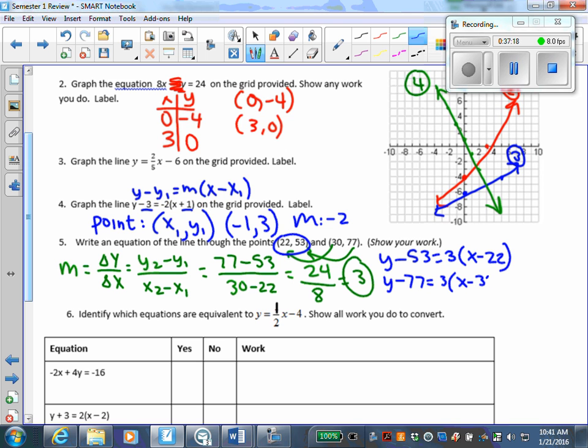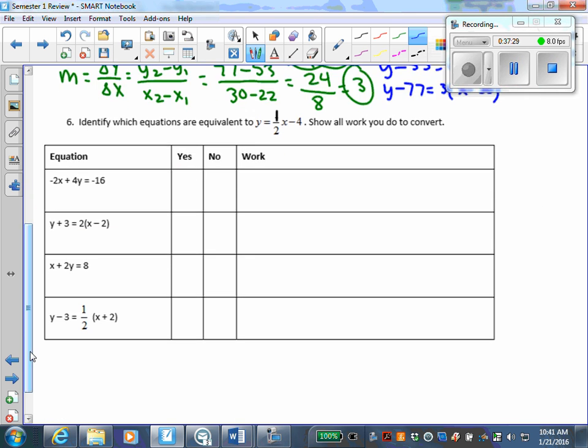All right, next one. Identify which equations are equivalent to y equals 1/2 x minus 4. Show all work you do to convert. Basically we're going to be getting y by itself in each of these equations. So negative 2x plus 4y equals negative 16.